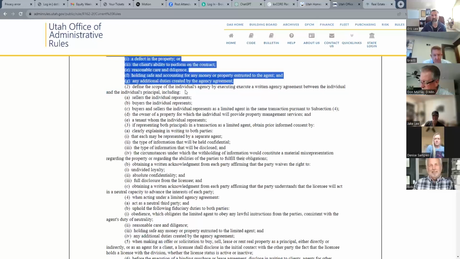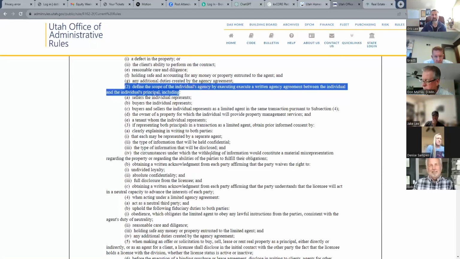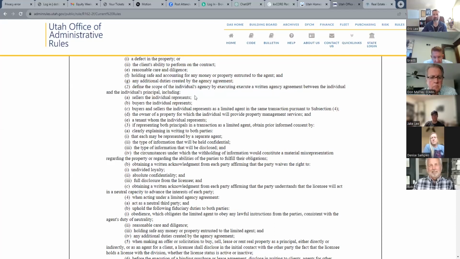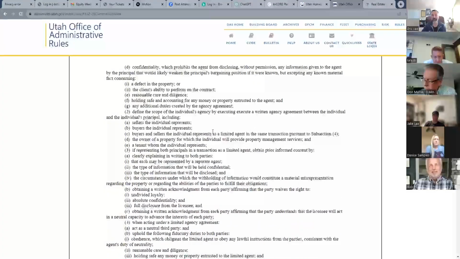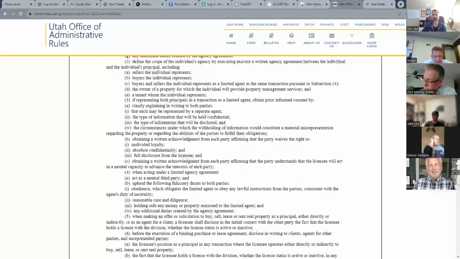Now, the reason why I'm picking on this in particular today: define the scope of the individual's agency by executing a written agency agreement. That looks like a typo. A written agency agreement between the individual and the individual's principal. So remember, these are affirmative duties. These are things that you're supposed to be doing, okay? So you're supposed to be defining the scope of your agency by executing a written agency agreement between the individual and the individual's principal, including the sellers the individual represents and the buyers the individual represents.